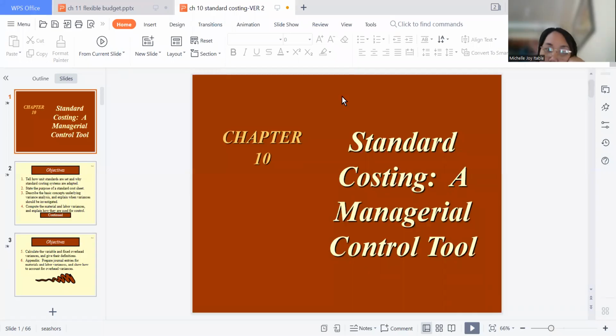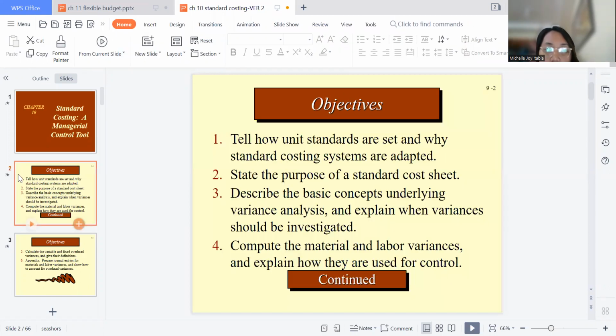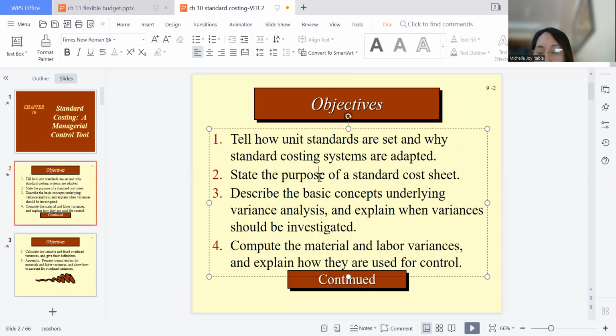Good day, class. This is chapter 10 for our managerial accounting subject, and we are now on standard costing, a managerial control. Our objectives, by the end of this discussion, we will be able to, first and foremost, tell how unit standards are set and why standard costing systems are adopted. Number two, state the purpose of a standard cost sheet.